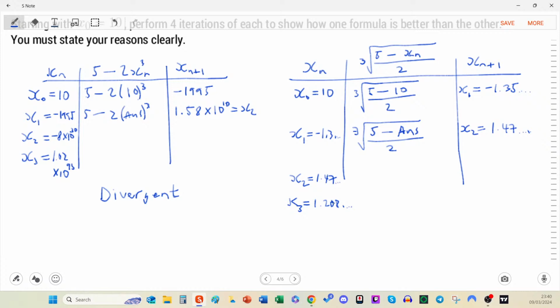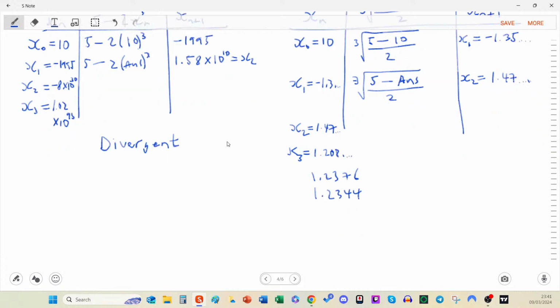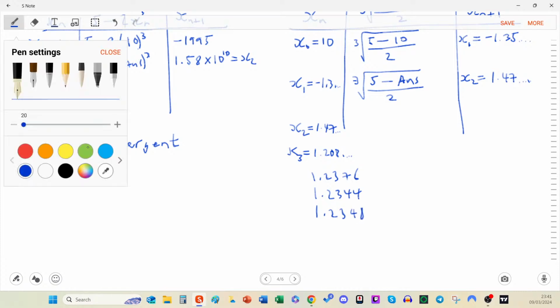It seems to be convergent upon a number here, but just for fun, I'm going to press it again, and I get 1.2376, and again 1.2344, and again 1.2348.